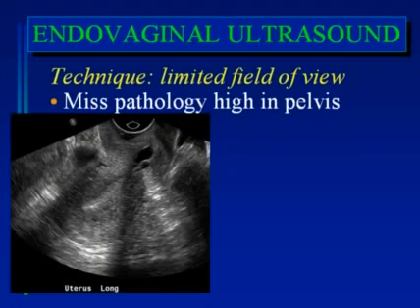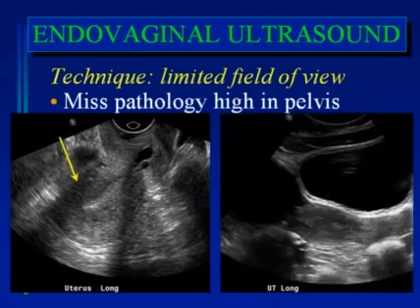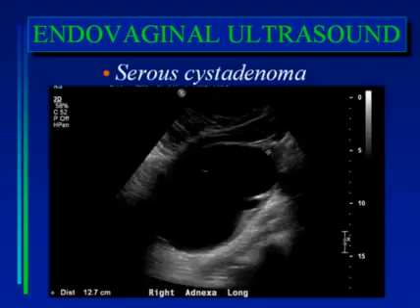Here are some examples. Here we have an endovaginal image of the uterus, and no mass is seen on this image, and no mass was seen during the entire endovaginal scan. However, the transabdominal ultrasound shows a very large mass superior to the uterus, with the uterus being here and the urinary bladder being here. In fact, this mass is so large that it measures 12.7 centimeters, and yet it could not be imaged at all by endovaginal ultrasound because it was beyond the field of view.